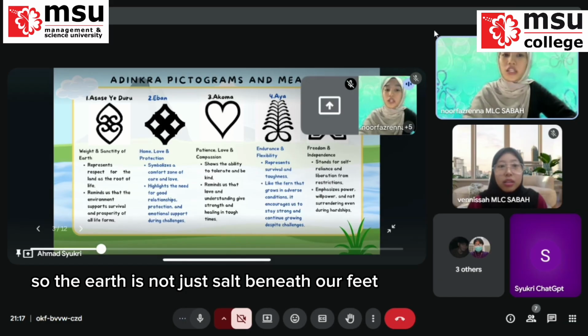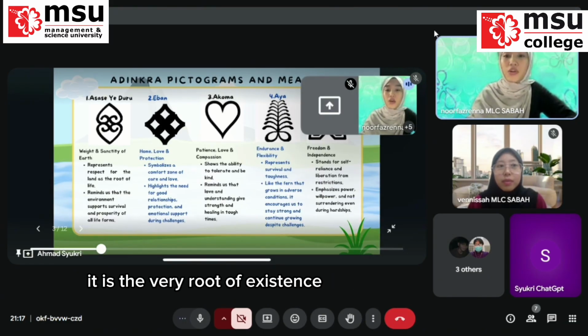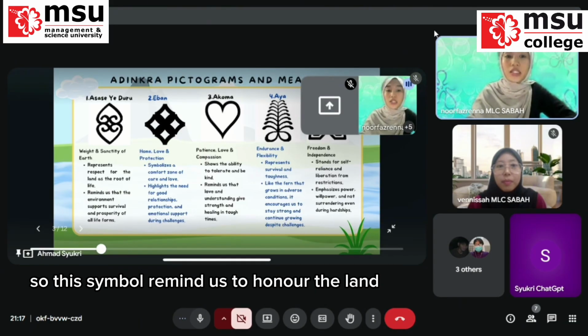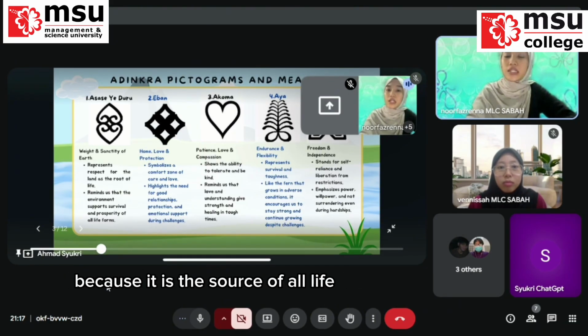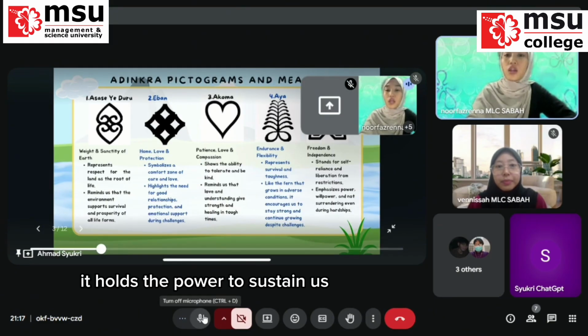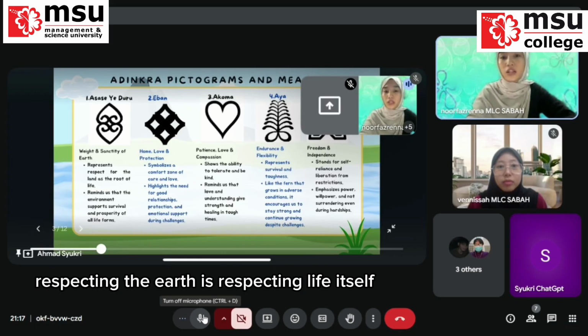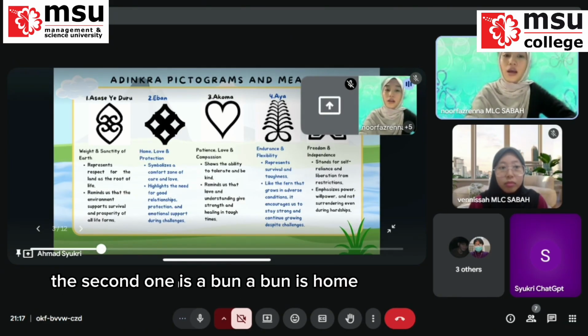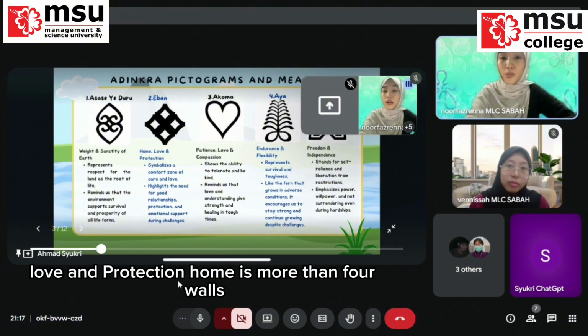The earth is not just soil beneath our feet, it is the very root of existence. So this symbol reminds us to honor the land because it is the source of all life. It holds the power to sustain us, and therefore respecting the earth is respecting life itself. The second one is Eban. Eban is home, love, and protection.